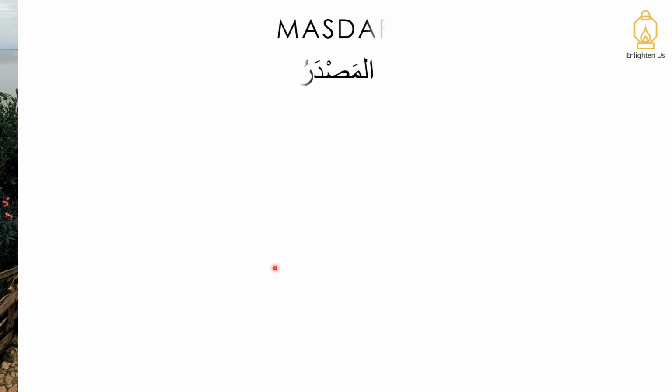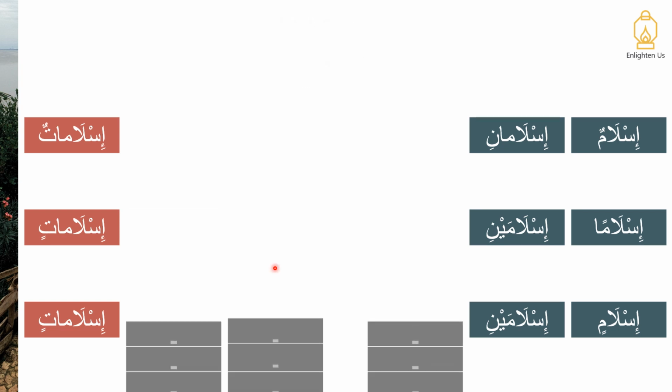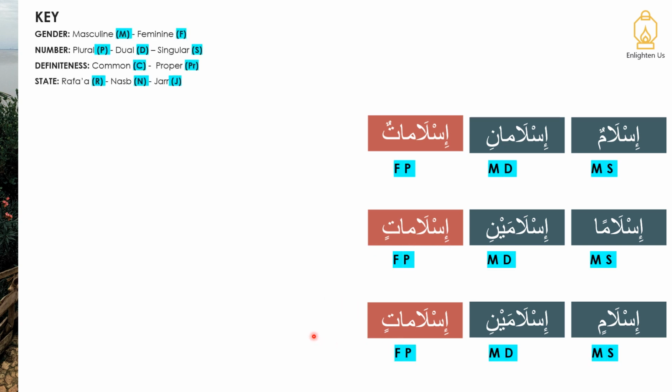Lastly, let's have a look at the masdar. Again, we're seeing the same thing with the masdar. To pluralize, we use the feminine plural. So we have islamun, islaman, islamin, islamani, islamaini, islamatun, islamatin. And again, the key helps you identify the characteristics of each of these isms.